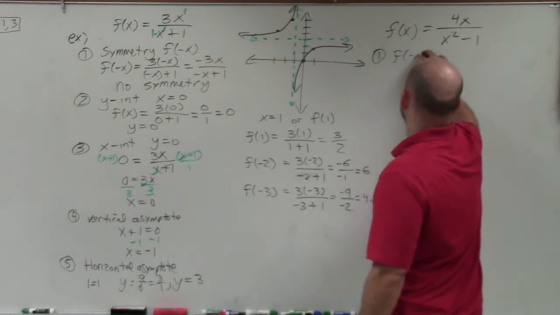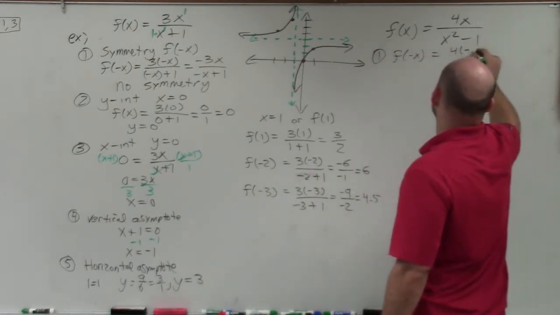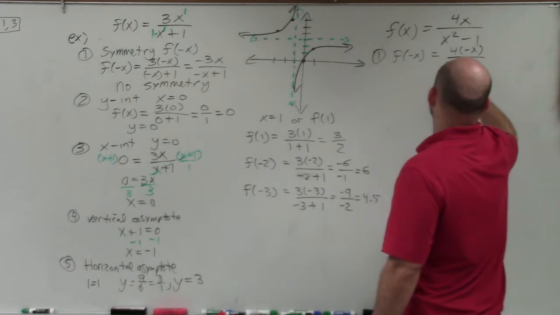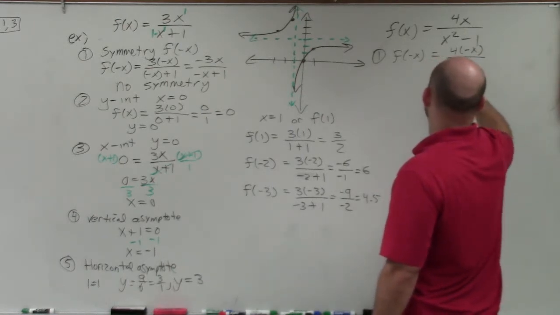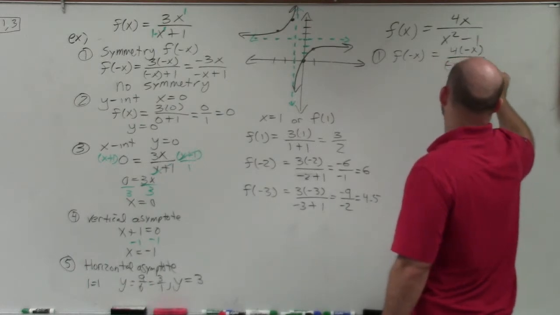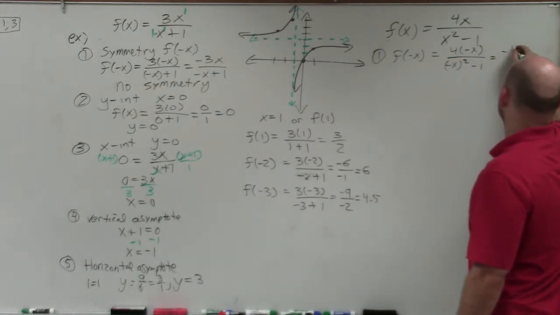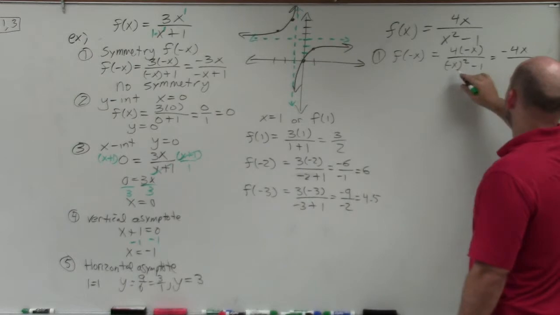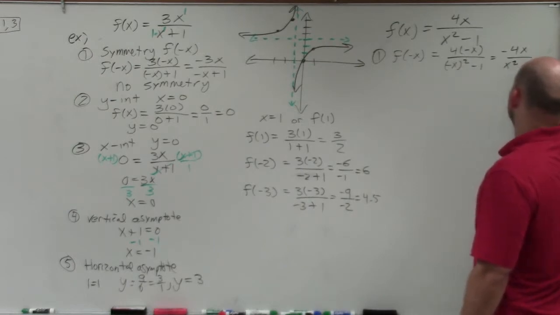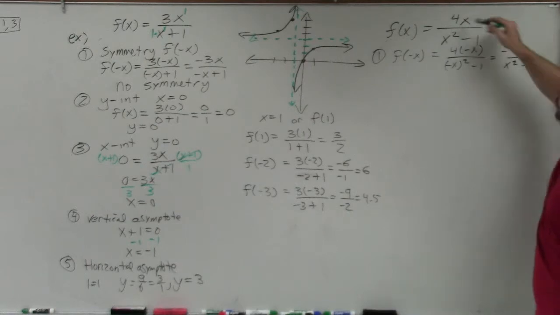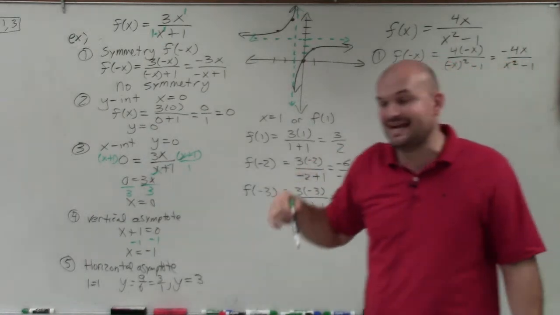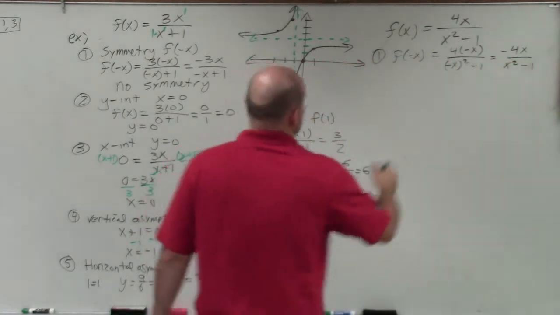So we do f of negative x equals 4 times negative x divided by negative x squared minus 1. So what we end up with is a negative 4x divided by x squared minus 1. So again, we don't obtain the exact same function, nor do we have a function that's totally negated. So therefore, there's no symmetry.